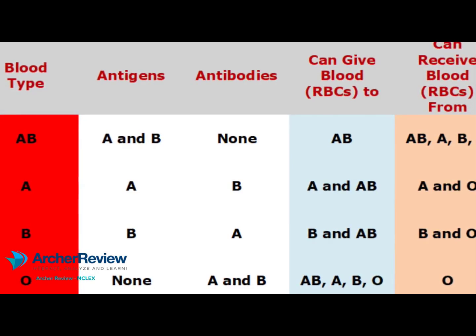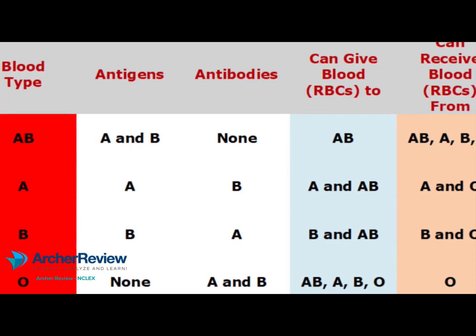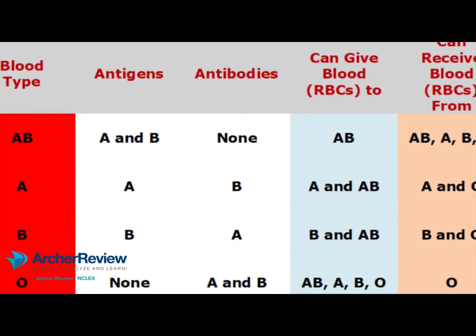They have only B antigens, therefore they create A antibodies. They can give blood to blood type B or blood type AB, and they can receive blood from blood type O or blood type B. And last but not least, we have our blood type O, our universal donor.